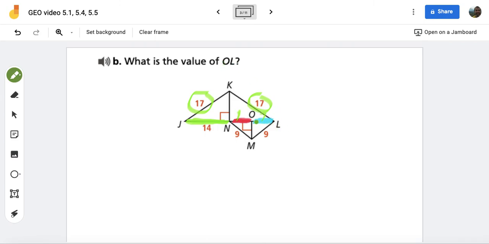What did they want to know? OL. They wanted to know OL. So it's 7. 7's the answer.